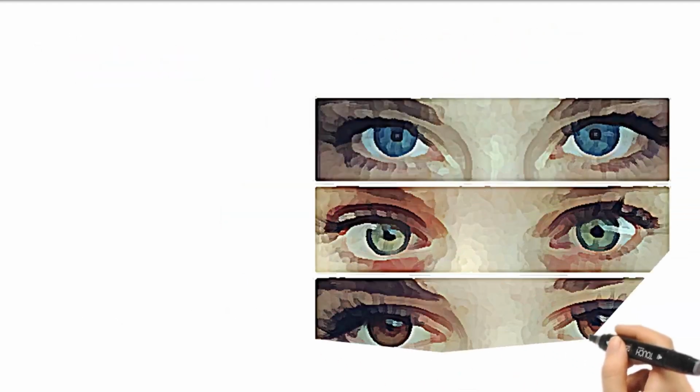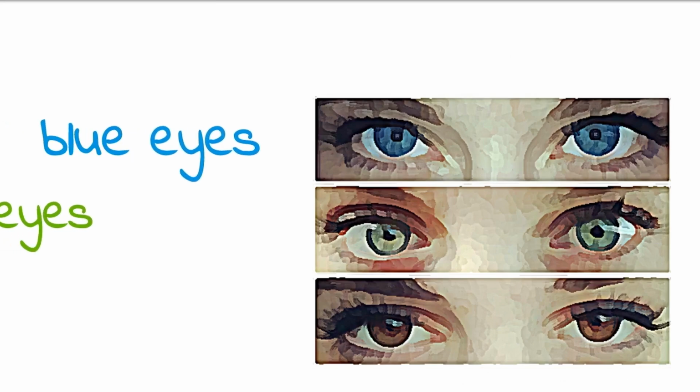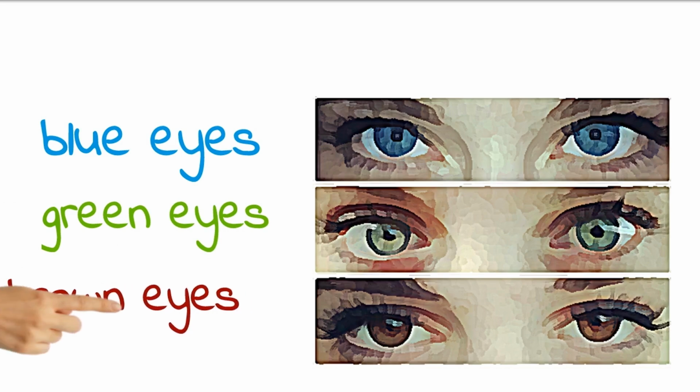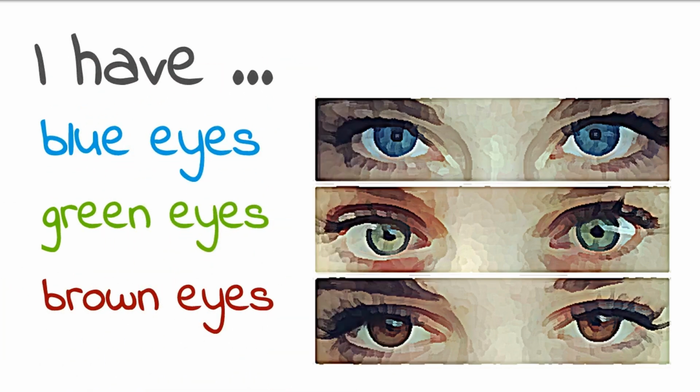Blue eyes, blue eyes. Green eyes, green eyes. Brown eyes, brown eyes. We say, I have blue eyes. I have green eyes. I have brown eyes.